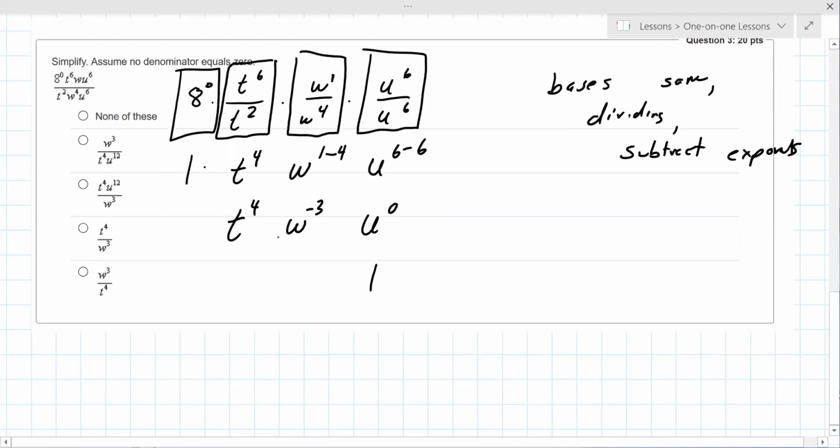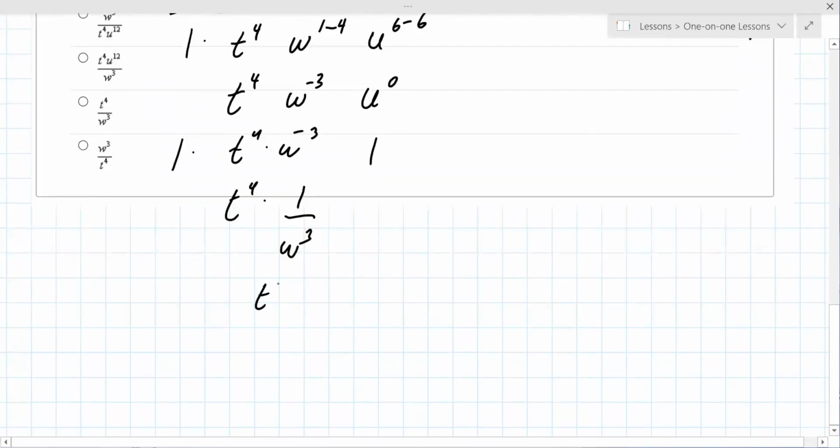So if you get to this step here, you see that it's t to the 4th, w to the -3. How can we rewrite w to the -3? 1 over w to the 3rd power. Okay, and then what does this simplify to become? T to the 4th over w to the 3rd power.